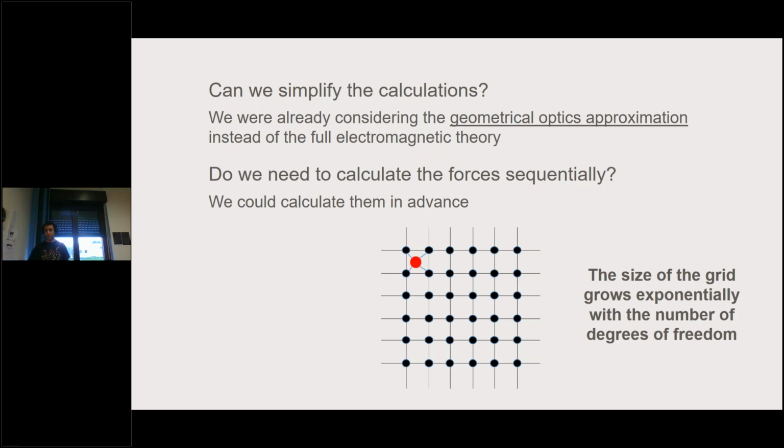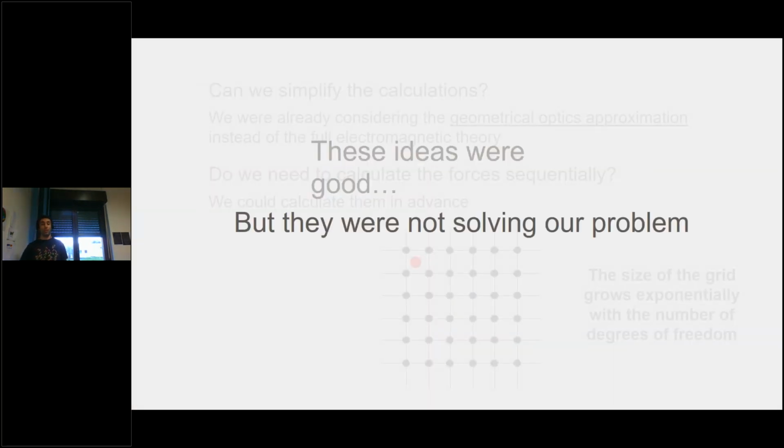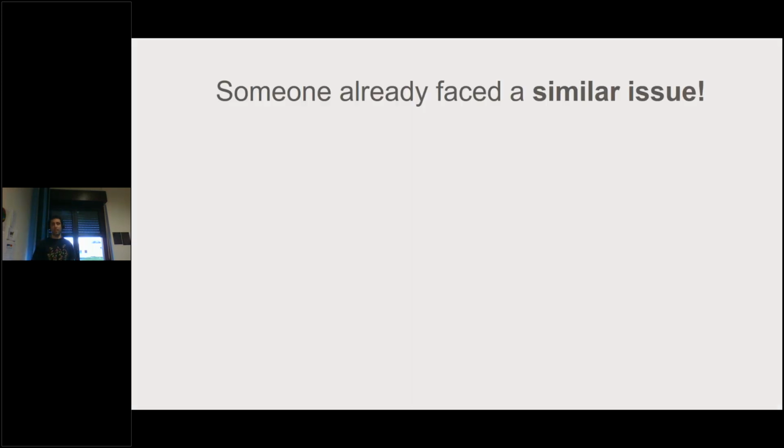So 100 to the power of 3 is something more than acceptable, but 100 to the power of 9, for example, is a little bit more tricky. And this is the kind of problems we wanted to face, accounting for 9 degrees of freedom. So these ideas were good, but for us, they were not good enough because they were not solving our problem. So we kept thinking out something else.